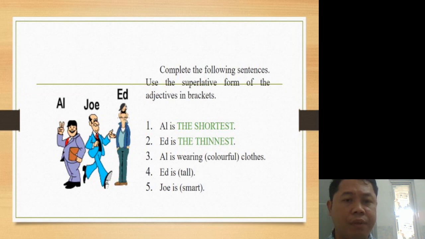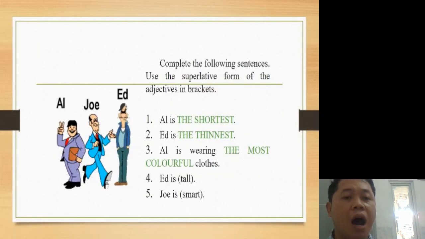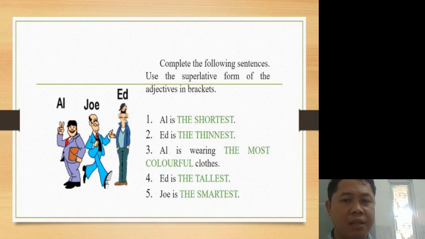Number 3, Al is wearing colorful clothes. Since it is a long adjective, we will be using: Al is wearing the most colorful clothes. Ed is tall. It becomes Ed is the tallest. Joe is smart, and it becomes Joe is the smartest.